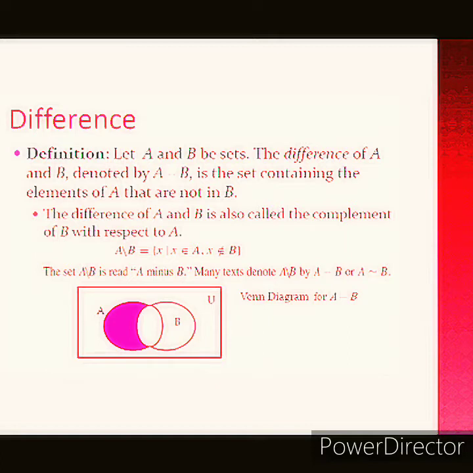So it is read as A minus B, and the Venn diagram here shows the shaded region, all that portion of capital A which does not include the parts of capital B. That is the Venn diagram for A minus B.